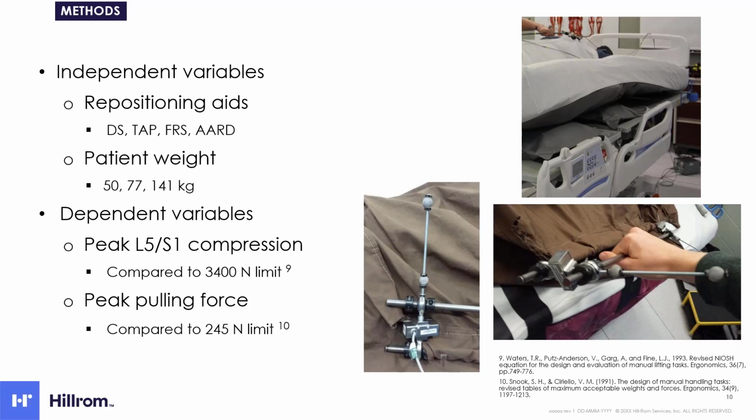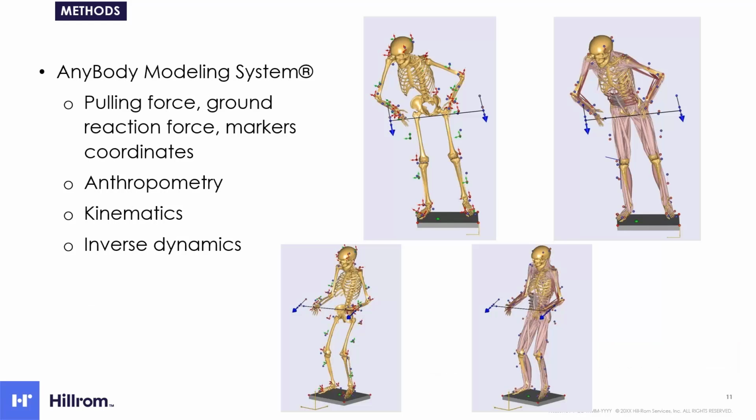It is basically the maximum acceptable pulling force for 75% female population, when they were pulling around their waist height level at a frequency of 1 exertion in every 30 minutes.